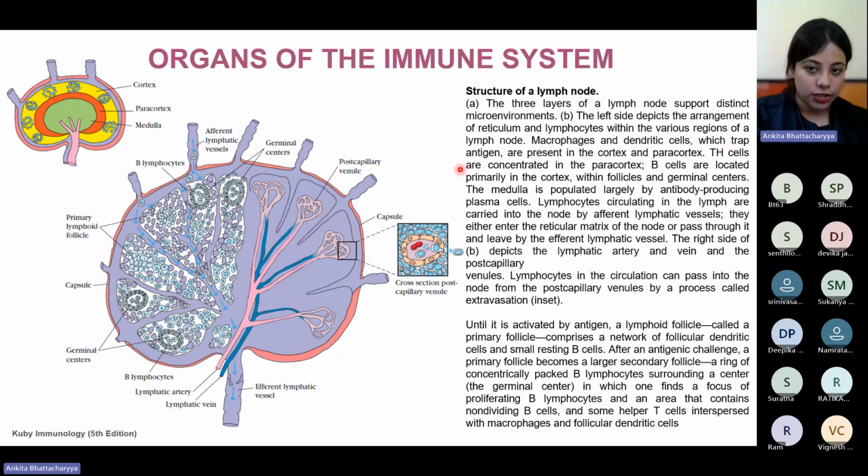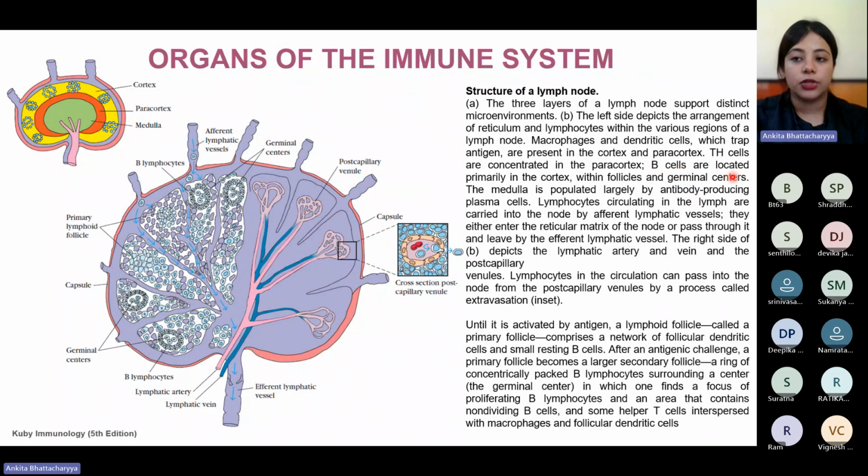They trap antigens, which is why they're able to present it later on. They are present in the cortex and the paracortex. T cells, H in subscript, or T helper cells, are concentrated mainly in the paracortex.